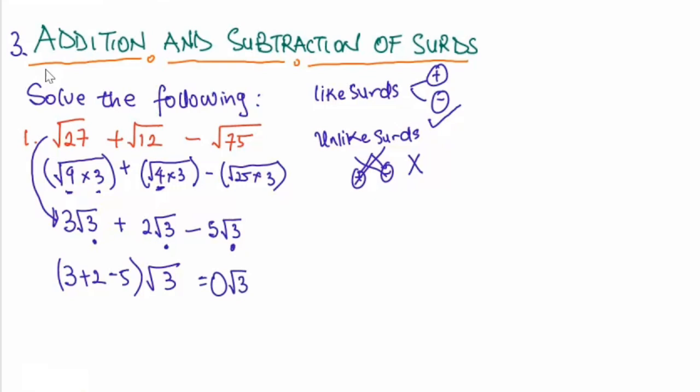I know anything times 0 is what? 0. So just like saying 3 plus 2, that's 5. Then 5 minus 5 here will give us 0. And 0 times root 3 is 0. So this is how we can make surds similar, and then we can now add them or subtract them.